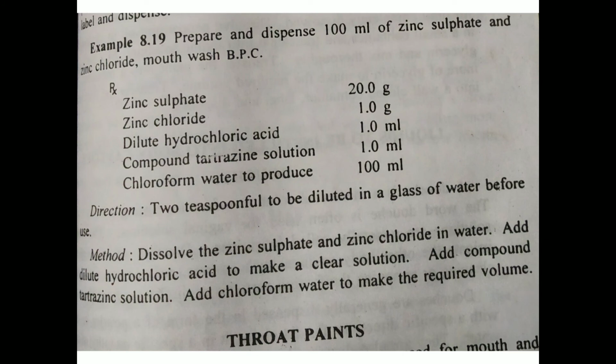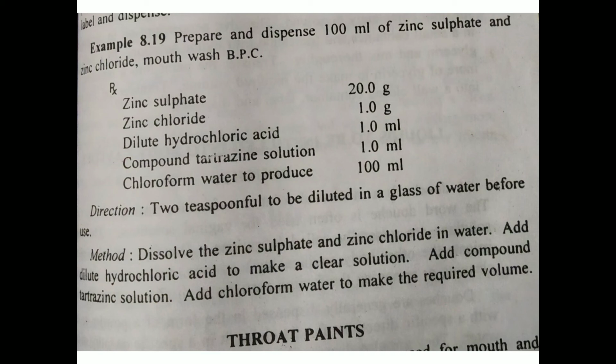Next, another preparation: prepare and dispense 100 ml of zinc sulfate and zinc chloride mouthwash as per the British Pharmaceutical Codex. The ingredients are zinc sulfate 20 grams, zinc chloride 1 gram, diluted hydrochloric acid 1 ml, compound tartrazine solution 1 ml, chloroform water to produce 100 ml. In the above preparation, compound tartrazine solution is used as a coloring agent.